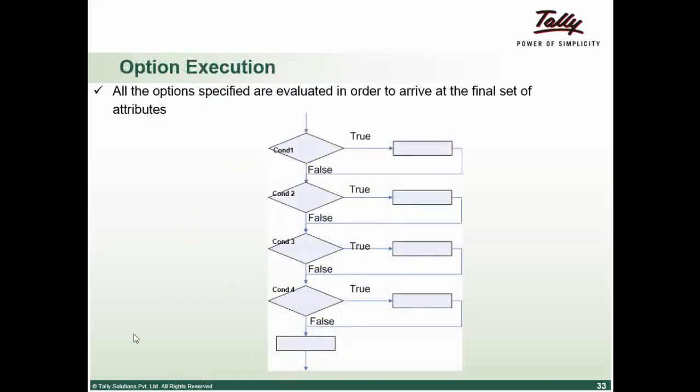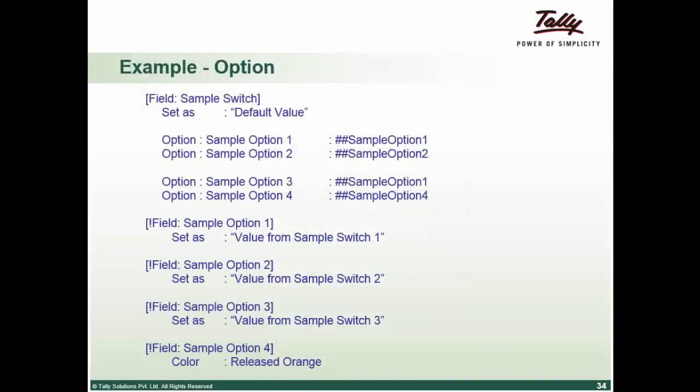And notice we have prefixed it with an exclamation mark. All the options are specified and evaluated in the order to arrive at a final set of attributes. So how it goes is, it checks all the conditions in the loop. Condition 1, true or false, true, still it goes for the second condition. True or false, false. Condition 3, condition 4. Each and every condition is evaluated.